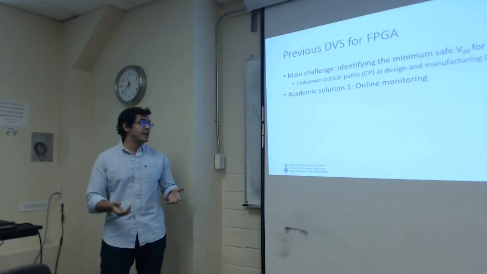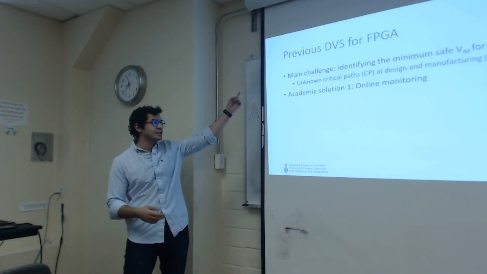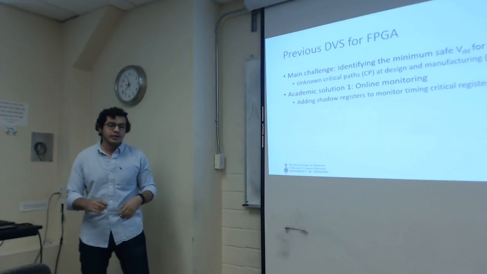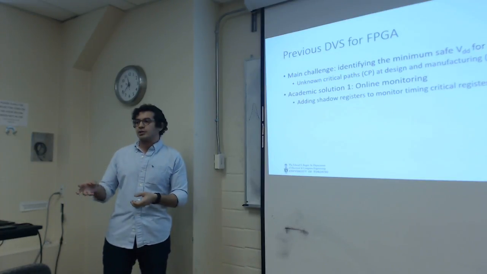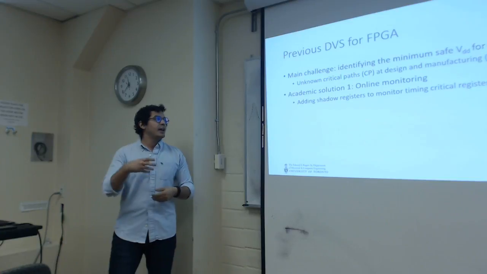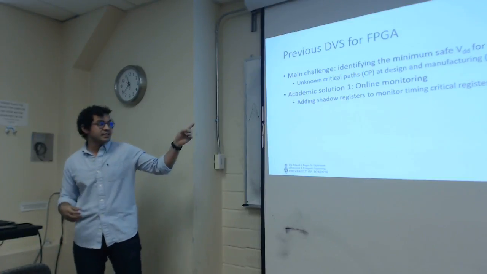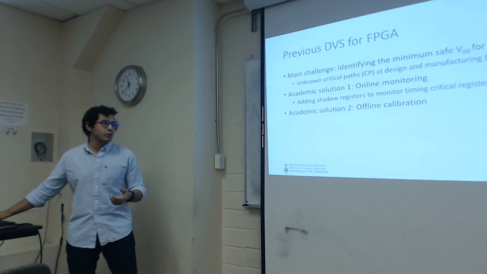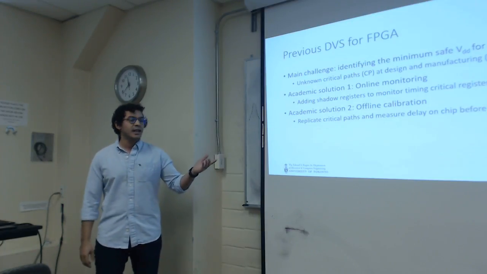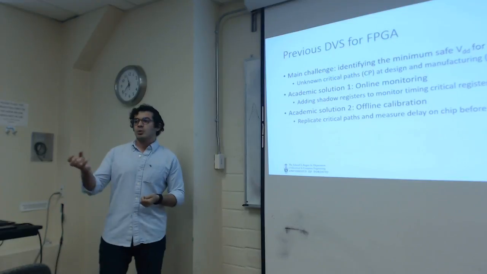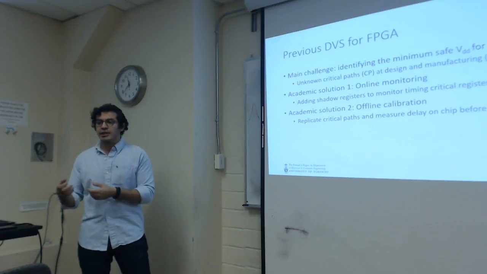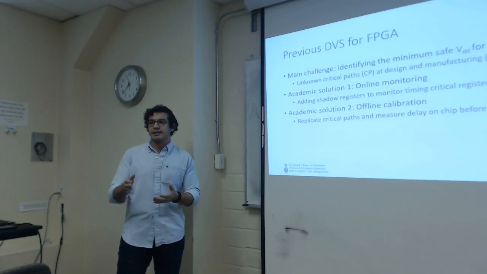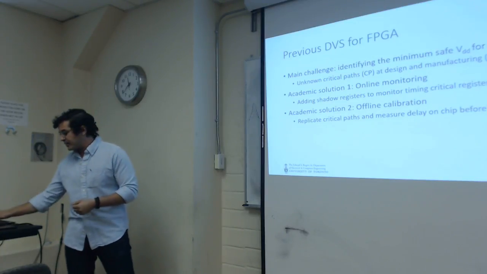So there have been some academic solutions on how to answer this question. One of the interesting solutions was using online monitoring, where you would add a shadow register for each timing critical register, and you would use these shadow registers to determine the minimum safe voltage. Another approach that we proposed earlier is offline calibration, where we would extract the timing critical paths of an application and perform an offline calibration to determine the minimum supply voltage at different clock frequencies.